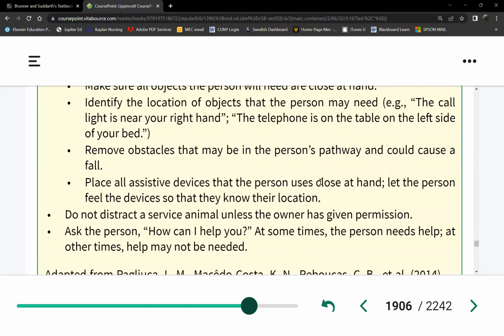Use the clock. You know how to use the clock, right? As a reference point for where things are: 12 o'clock, 3 o'clock, 9 o'clock, okay?